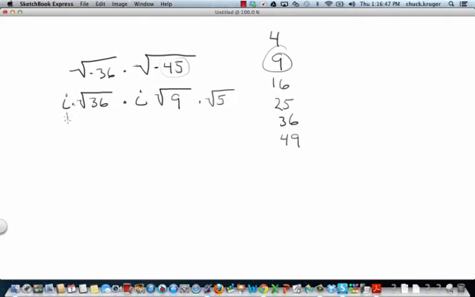All right, what do I have here? Well, when I multiply those two together, I'm going to get i squared. And i squared, again, is a negative 1. The square root of 36 is 6. Notice my multiplication symbol. The square root of 9 is 3. Notice my multiplication symbol times the square root of 5. So, negative 1 times 6 times 3 is a negative 18 times the square root of 5. And that's my answer.